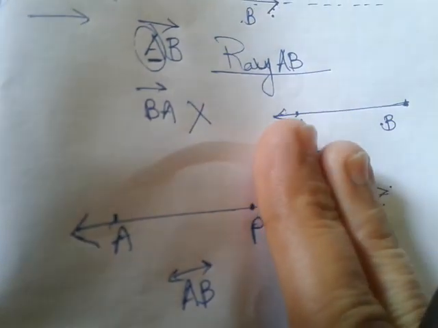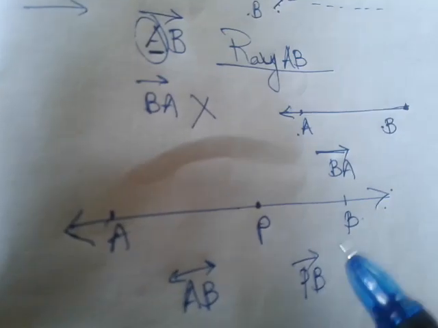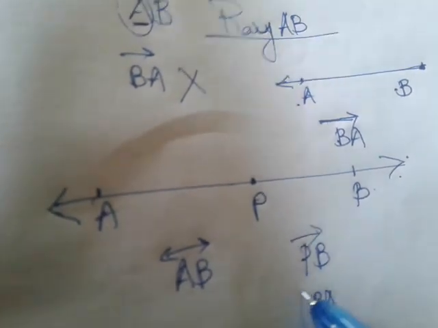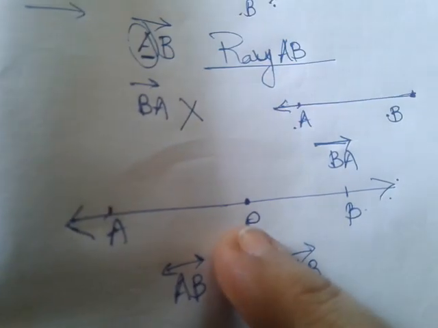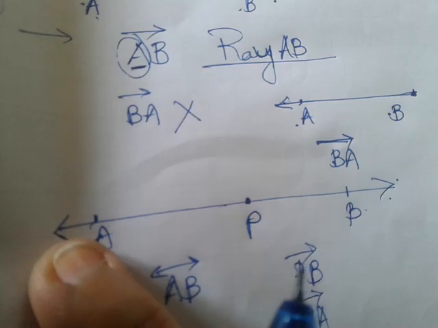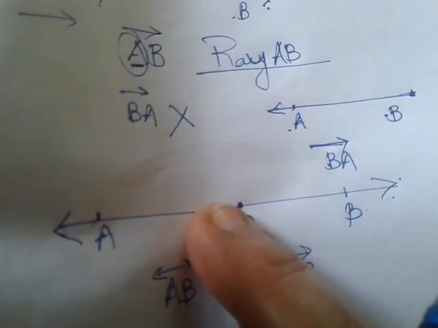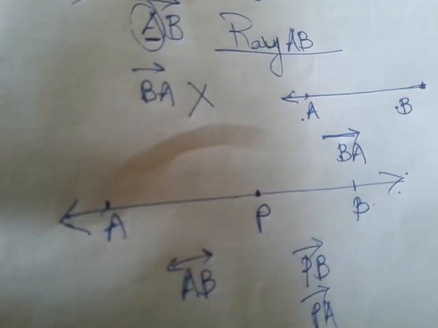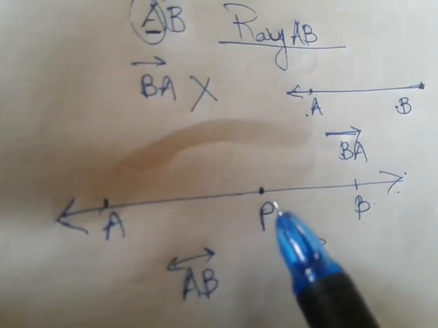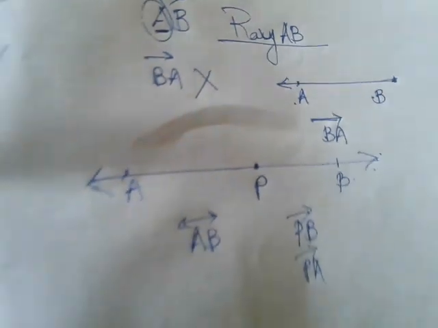Now same thing I can do here. I can write PA. PA is also a ray. See, PA, from here it is starting, here it is getting extended, means PA. I cannot write ray AP because initial point you have to write first. So PB and PA. Okay, so that's why it is said that a ray is a part of a line.